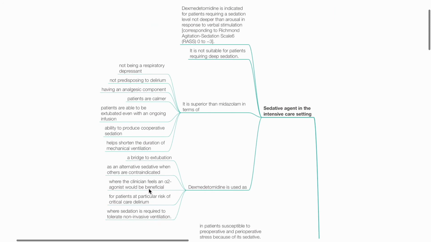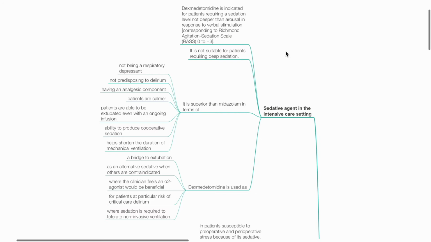Sedative agent in the ICU setting. Dexmedetomidine is indicated for patients requiring a sedation level not deeper than arousal in response to verbal stimulation, which corresponds to Richmond Agitation Sedation Scale 0 to negative 3. It is not suitable for patients requiring deep sedation.